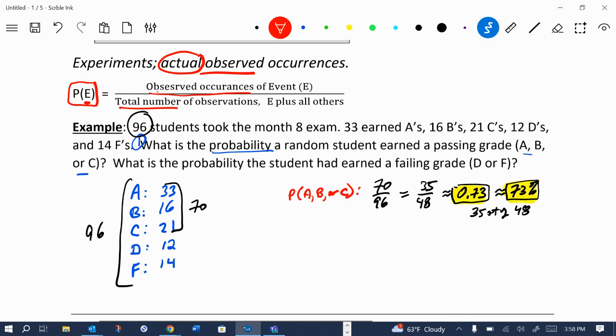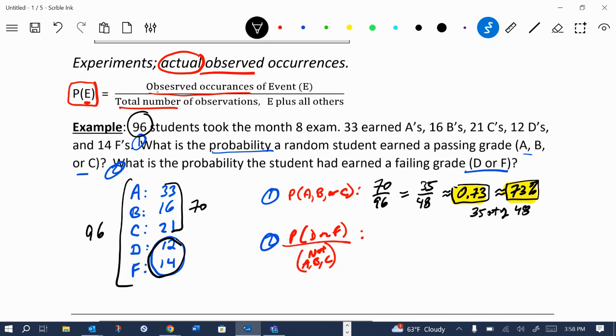Second question. So that was question 1. The second question here was, what's the probability that a student has earned a failing grade? It just so happens that that many is the opposite of the 70. So instead of 70 over 96, this second one, the probability of D or F, is also the probability of not A, B, or C. But we're going to stick to D or F right now.